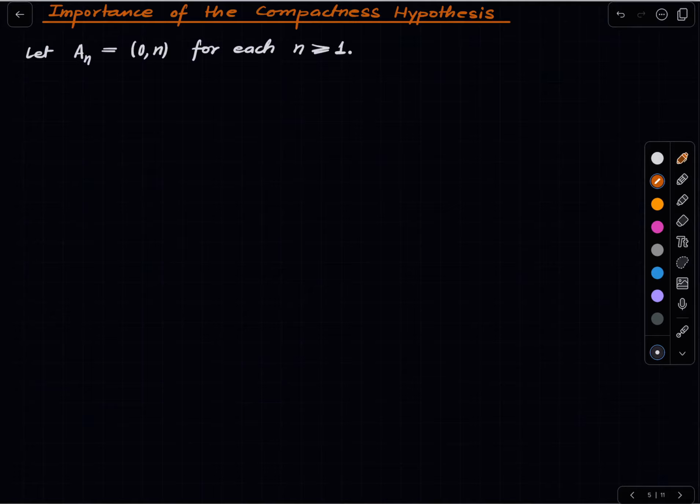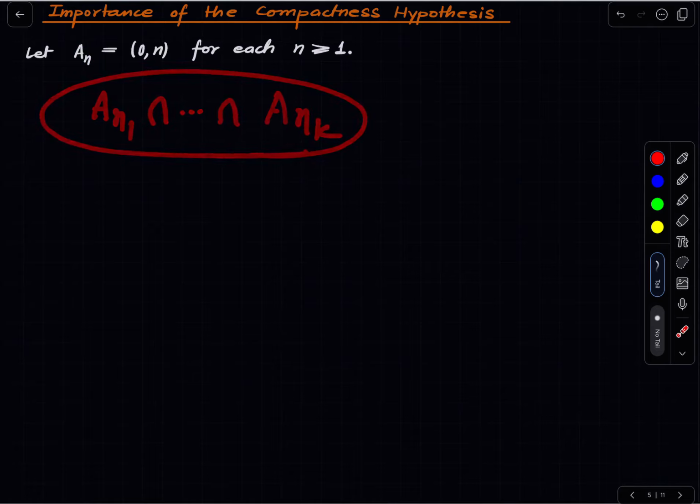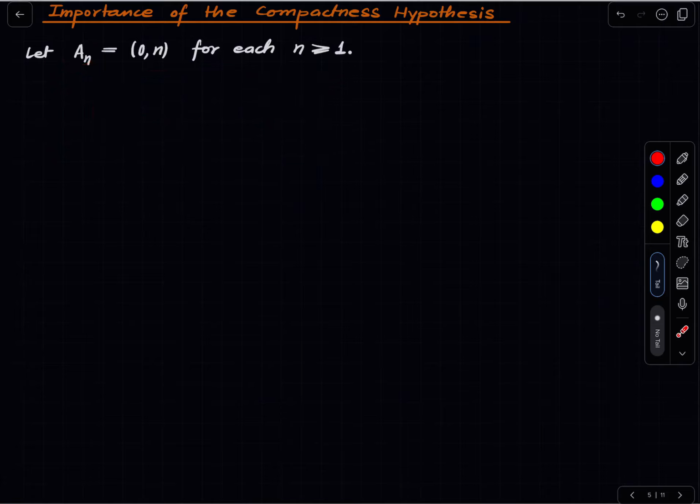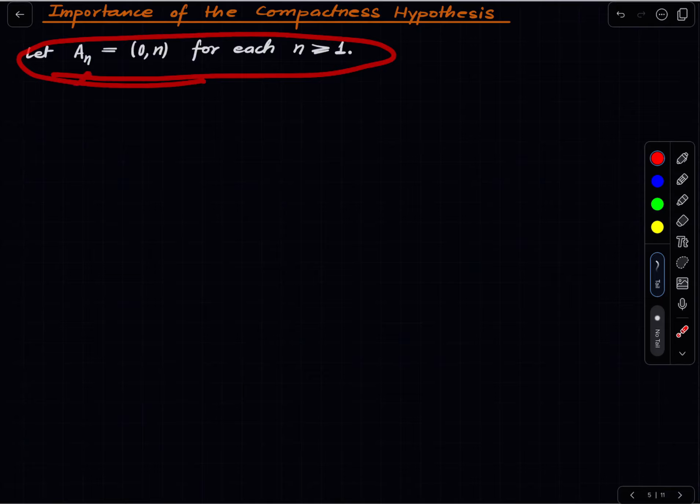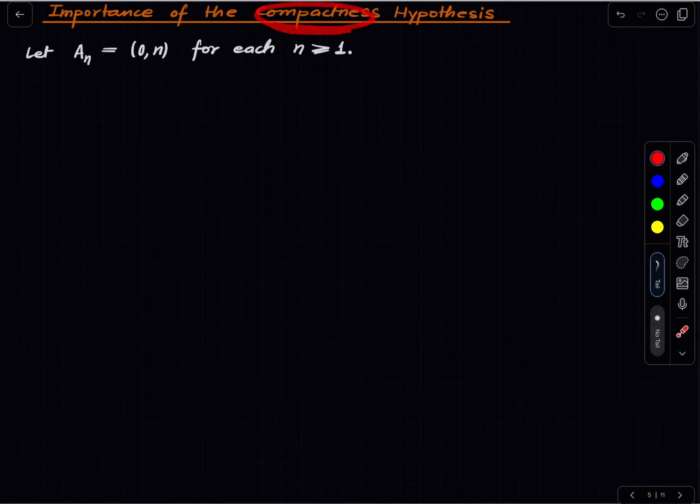Now, the hypothesis of compactness in the theorem about the finite intersection property is essential, because if we drop it, we may define AN as this open interval for each natural number n. Then, of course, the ANs have the finite intersection property. If you intersect any finite subcollection of them, you get a non-empty set. But if you intersect all of them, you get the empty set. Right? So just make sure you follow that. The intersection of all the ANs is the empty set. So the compactness hypothesis was used essentially. All right.